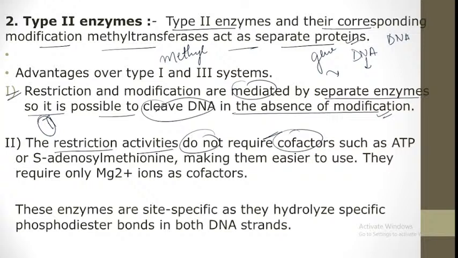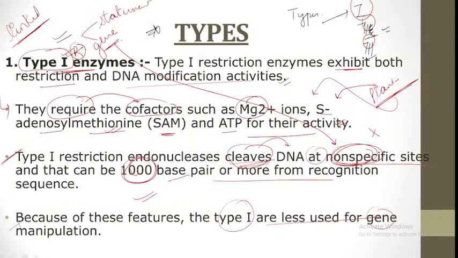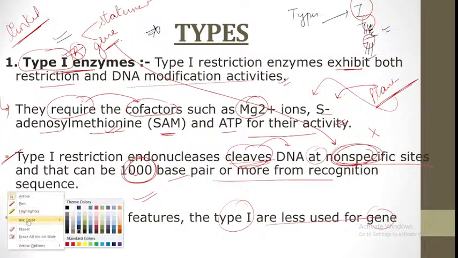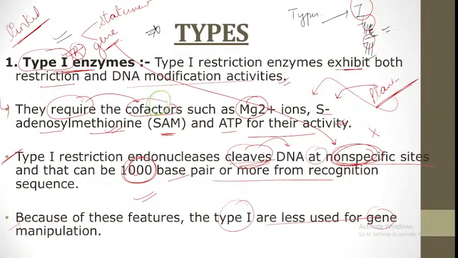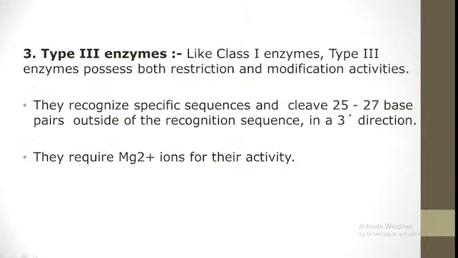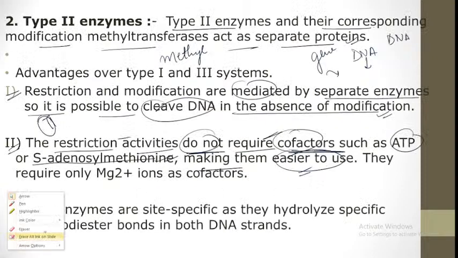Okay, so this was about it. I hope your doubt is clear. Now the restriction activities do not require cofactors, for example ATP or S-adenosyl methionine, making them easier to use. In case of type 1 there is usage of cofactors, but in type 2 there is no usage of cofactors, so it is easier for the cell to use it.